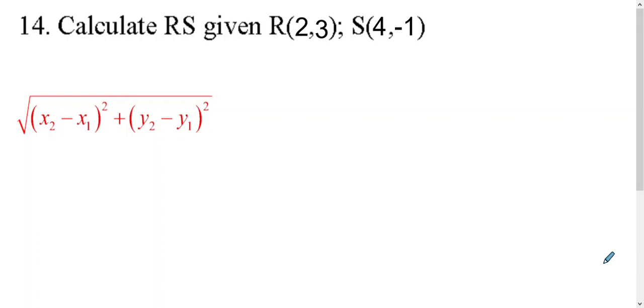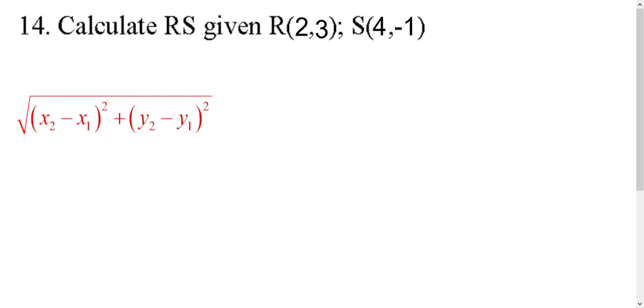Number 14 asks you to calculate RS given R and S. This is asking you to use the distance formula. I've written it down here on the page. And all we need to do now is plug our numbers into the formula and get it. So the first part is asking us for x2 minus x1. It might help if we label our points here.